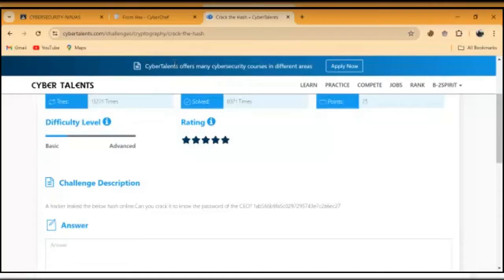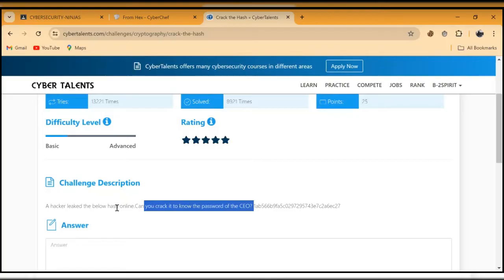So let's look at this one and see how we're going to solve it. A hacker leaked the below hash online. Can you crack it to know the password of the CEO? Then we're provided with this. First of all, let's count this thing. It's very good. They're talking about hash. They're not talking about encryption, decryption.